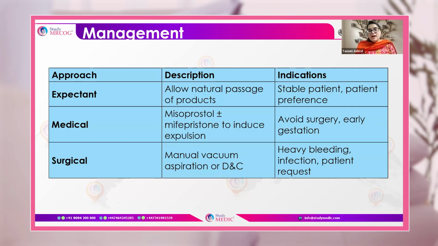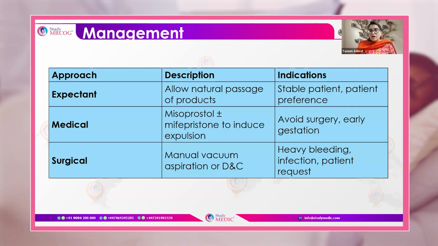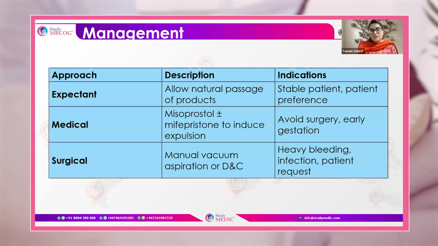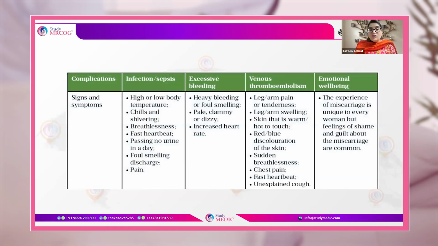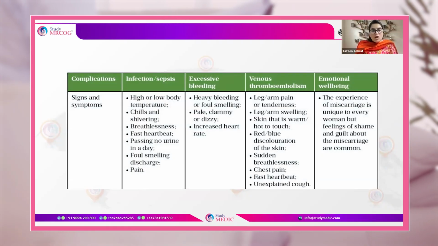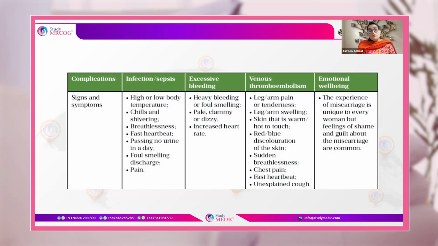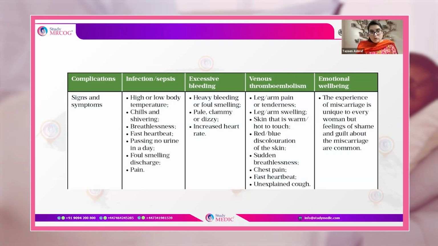And surgical is manual vacuum aspiration or evacuation and curettage. If there is heavy bleeding, if infection is there, or if the patient wants definitive treatment or surgical treatment, then it can be carried out. Complications can also be there, such as risk of infection, and that's why antibiotics are given to patients who are at high risk.